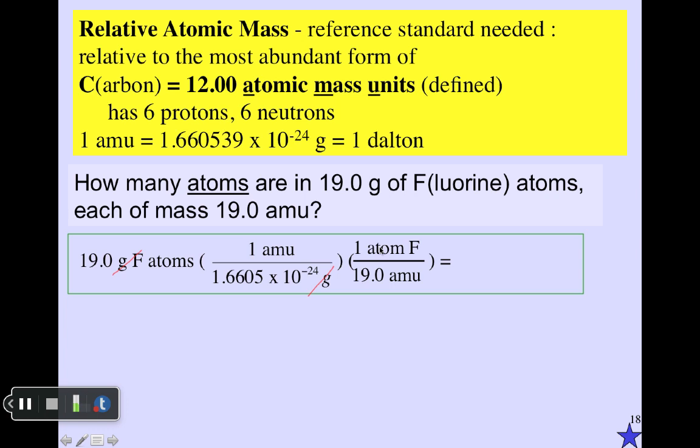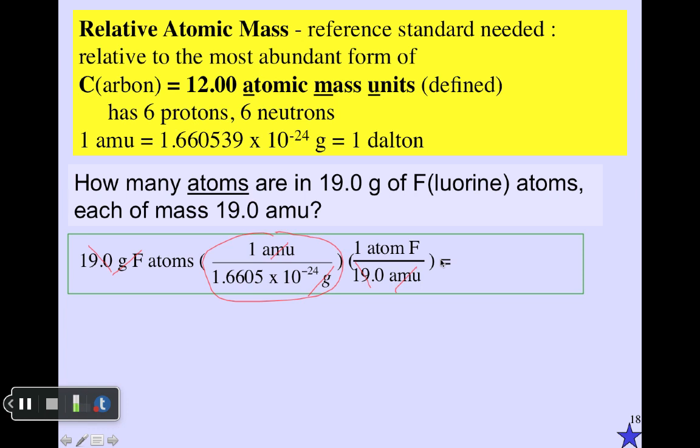And then after that we said that 1 atom of fluorine is going to be 19 AMU. The AMU cancels. Well, surprise, 19 also cancels. Take that out, don't put it in your calculator. And all that remains is the 1 divided by 1.6605 times 10 to the minus 24. Put that in your calculator.